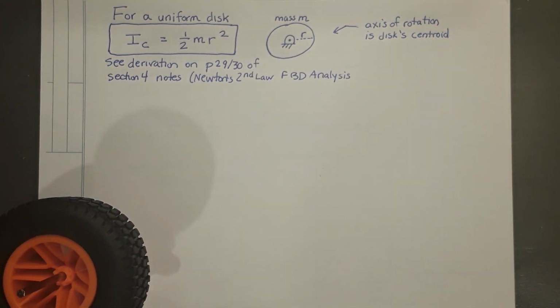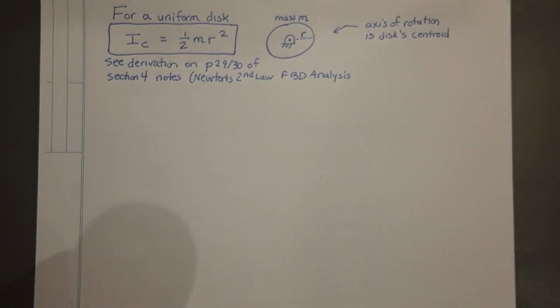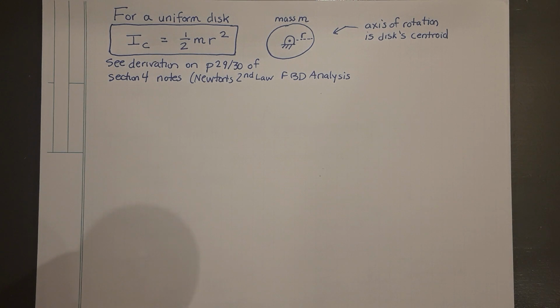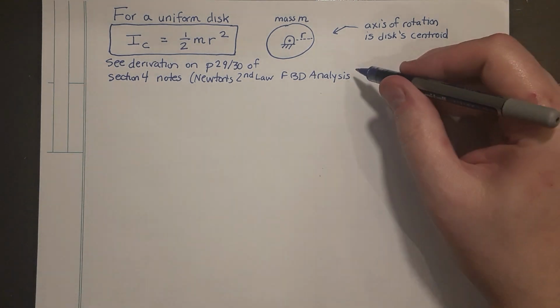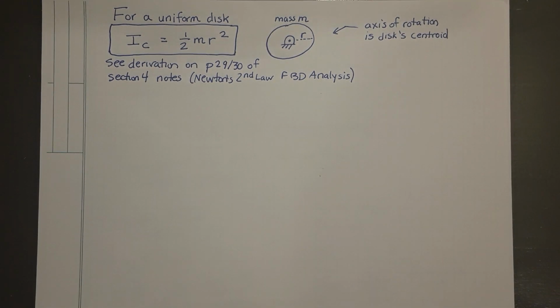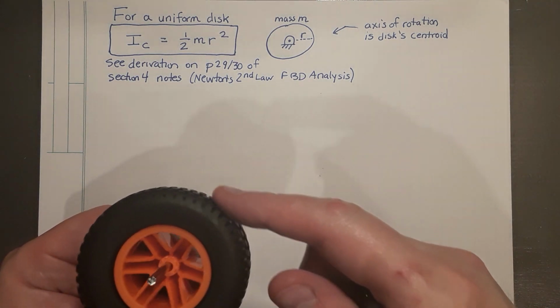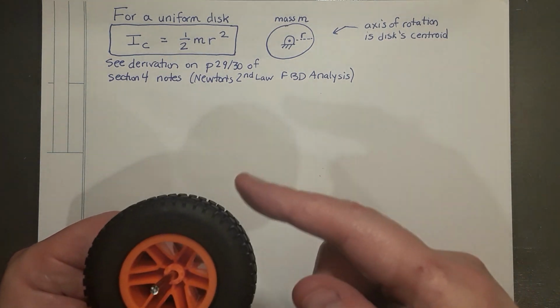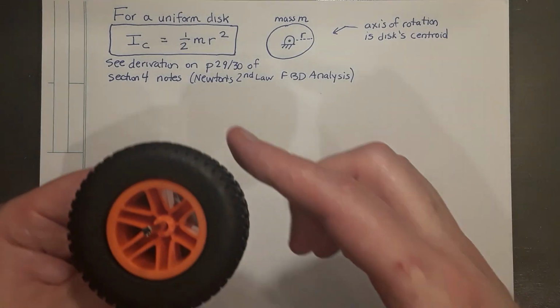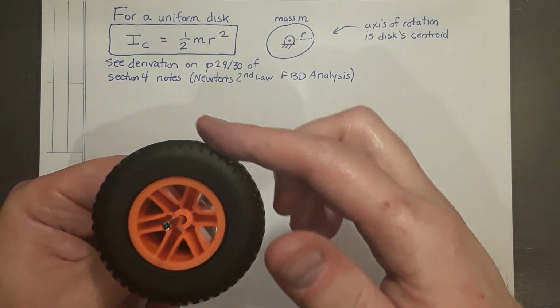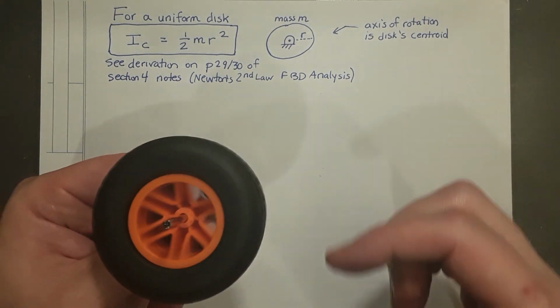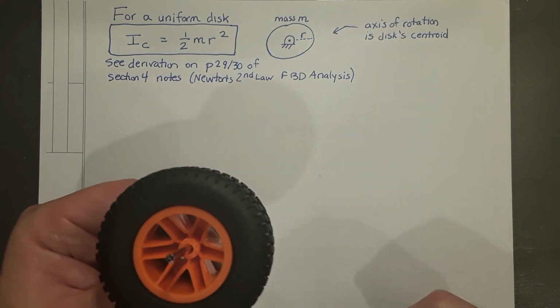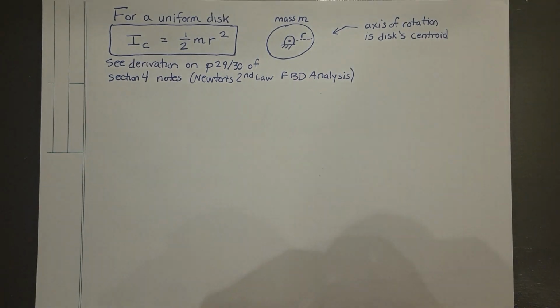You can see the derivation of this equation on pages 29 and 30 of the section 4 notes of Newton's second law free body diagram analysis that is available on the D2L page in module number 4 for Dynamics 265. So if I exert a force which is off the axis of rotation, the centroid, and cause this wheel to spin, that is the easiest axis about which this object can rotate.